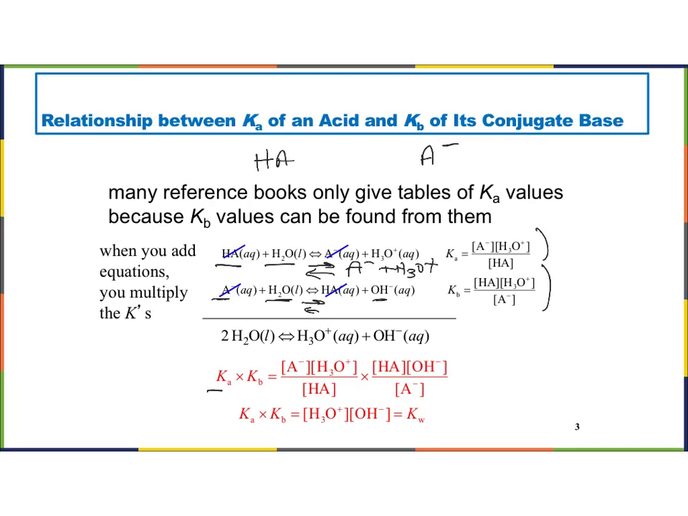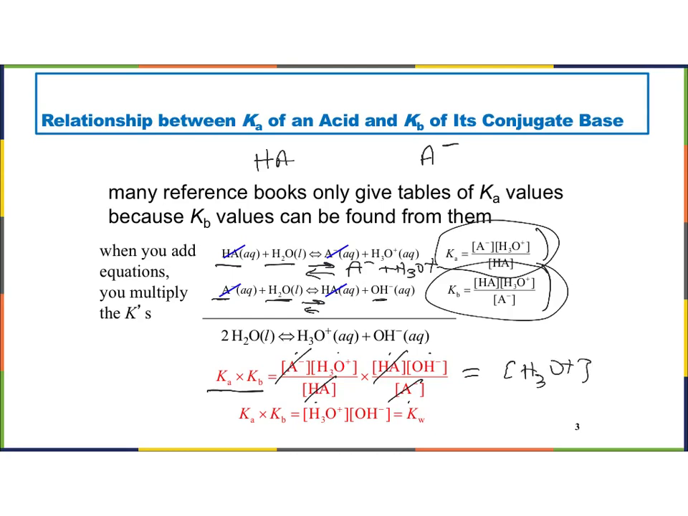If we take our Ka and multiply it by Kb, our Ka is going to be A- times hydronium over HA. Our Kb here is going to be HA times hydroxide over A-. And if we start crossing out like terms, we cross out our A- and our HA, and we get that Ka times Kb is equal to hydronium times hydroxide, which tells us that Ka times Kb is equal to Kw. Now we're always going to work at room temperature, which tells us that Ka times Kb will be equal to 1 times 10 to the minus 14.